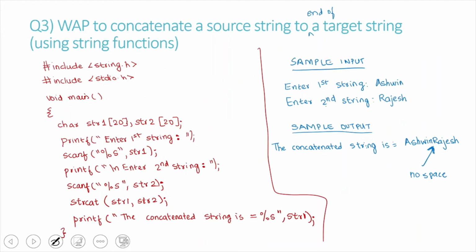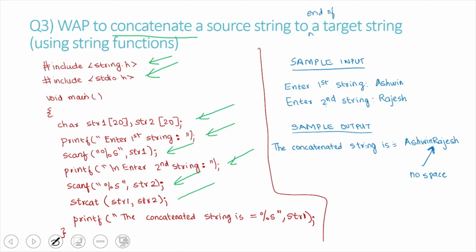Next is to concatenate a source string to the end of a target string. Again, you can use string functions. So here we are going to use these two header files, and then we are going to define two strings, string 1 and string 2. We are going to prompt the user to enter string 1, and read that with scanf. Again, an ampersand need not be used because we are going to use %s. Here again the user was prompted to enter the second string. Ampersand was not used here.